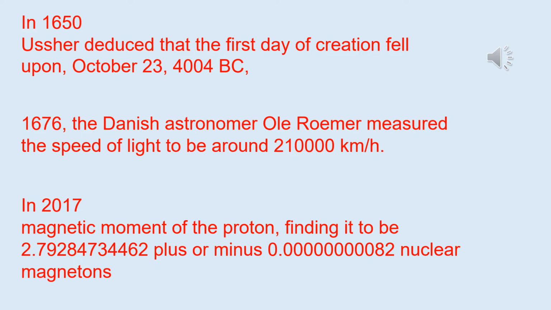Then I give a third example. So in 2017, some physicists measured this property of protons called the magnetic moment, and they found it to be a value of 2.792847344462, plus or minus this number. So here we've got lots of decimal places. This is an incredibly precise number. This is a very small quantity, and this is an incredibly precise number.